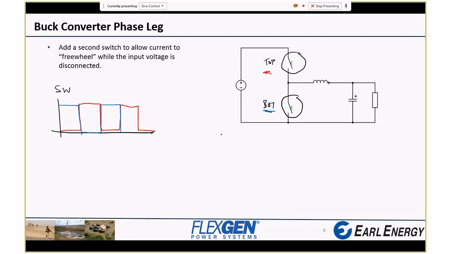So let's draw out the circuits. Top on, bottom off. You end up with the voltage source connected to the inductor, the capacitor, and the resistor.